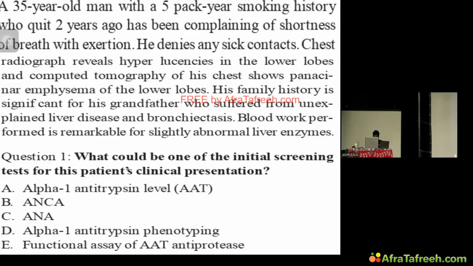Then, the patient is a young patient, hyperlucency is in the lower lobe of the lung, pan-acinar emphysema. What should be the answer? Alpha 1 antitrypsin phenotyping should be done. So that is the very important thing.